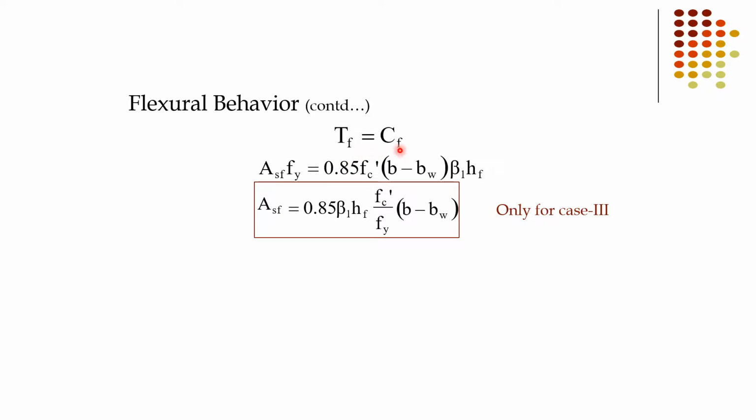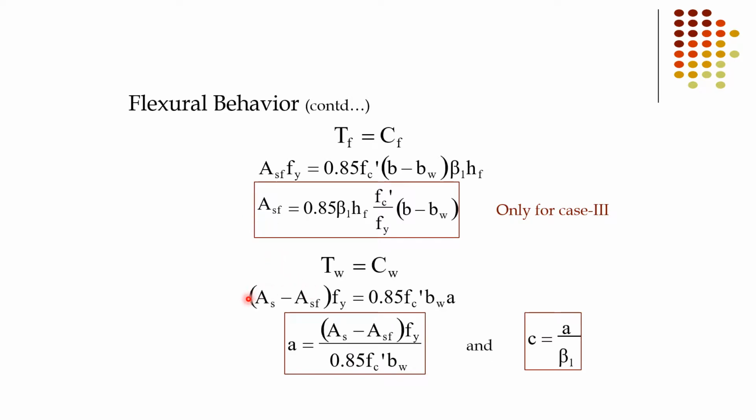First of all, Tf will balance Cf. So Tf is equal to Asf fy and Cf is equal to 0.85 fc' times (b minus bw) times beta 1 hf. Fy will be divided on the other side and we will get the steel required for the flange portion.